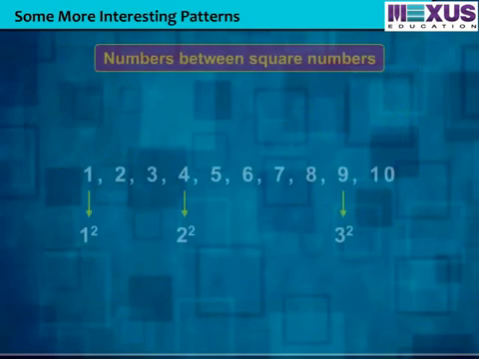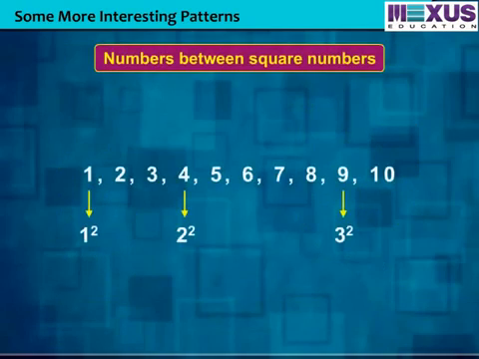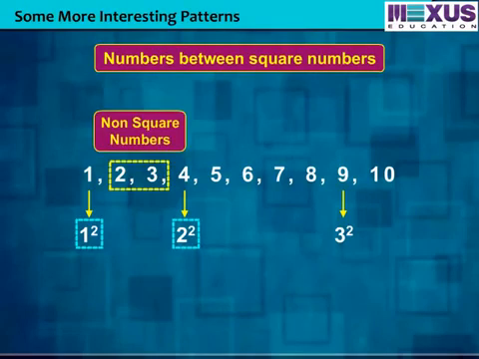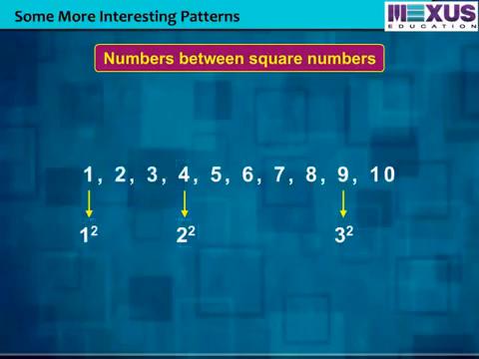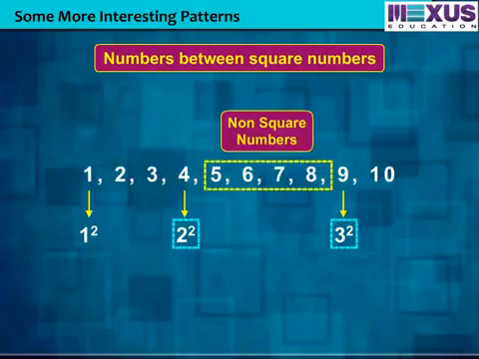Now let us understand another pattern which shows the numbers between square numbers. Look at this figure. You can see that between 1 square and 2 square, there are two non-square numbers, that is, 2 and 3, which is one less than the square number. Further, between 2 square and 3 square, there are 4 non-square numbers, that is 5, 6, 7, and 8.